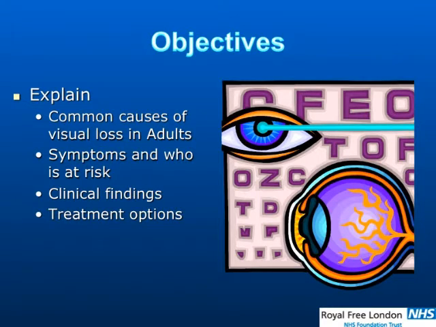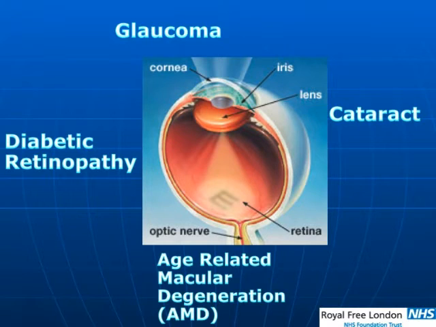Now, what are the objectives tonight? I will explain what the common causes of visual loss are in the adult generation. I want to talk about symptoms and who is at risk. I want to go through some clinical findings and treatment options. I have put up a little picture here, and we will start to go through that.